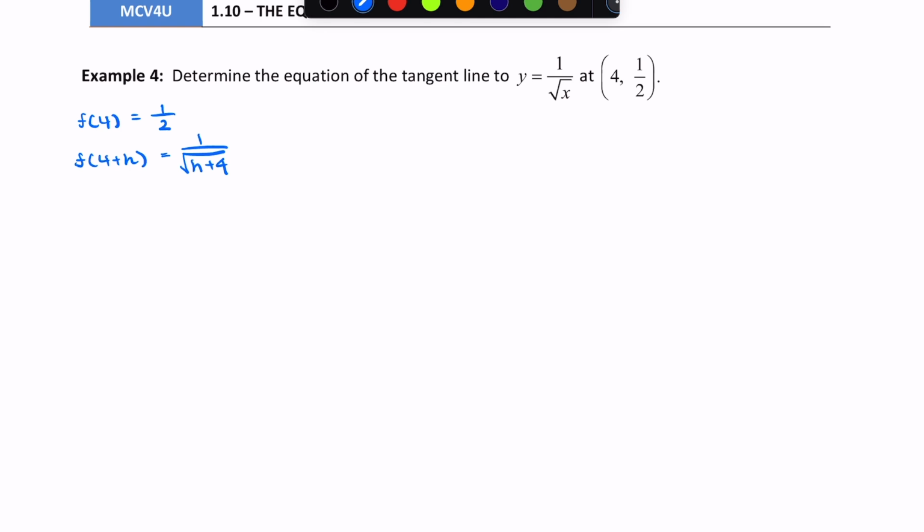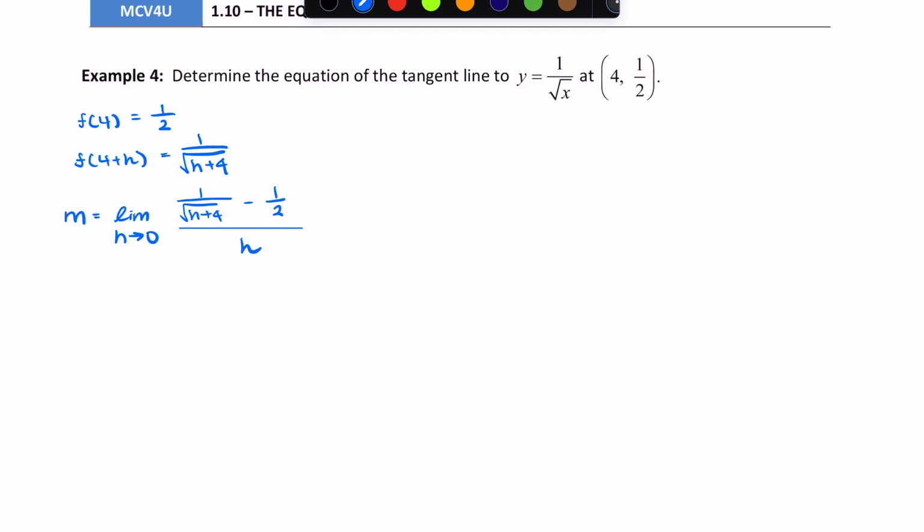And so now, because we're finding the equation of a tangent line, we'll sub that back into our equation. So m is equal to the limit as h approaches 0 of 1 over square root h plus 4 minus 1 over 2, all over h.